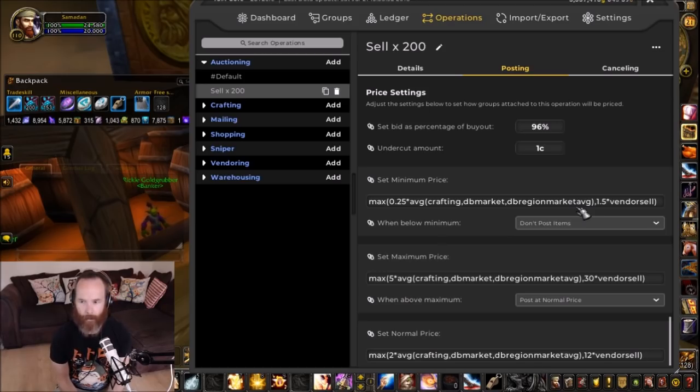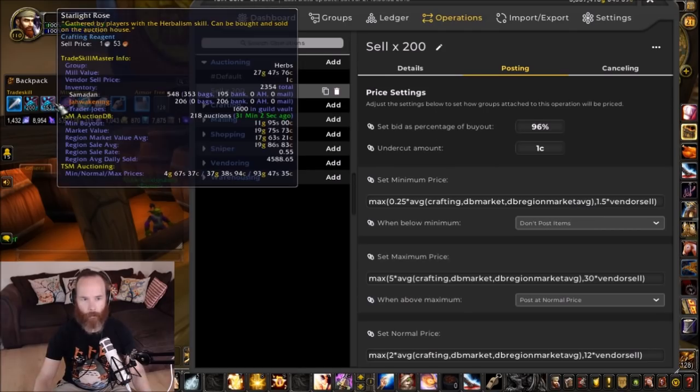The DB market I find is very good for items that are quite fast flowing and there's never really none on the market, and that way you're always reacting to the latest prices, because DB market is only from the last, I think it's 14 days or so. Whereas the DB region market average is a longer average spread over several servers, so it gives you a more general idea as to the price of things. And it's worth looking at both of them in the tooltip.